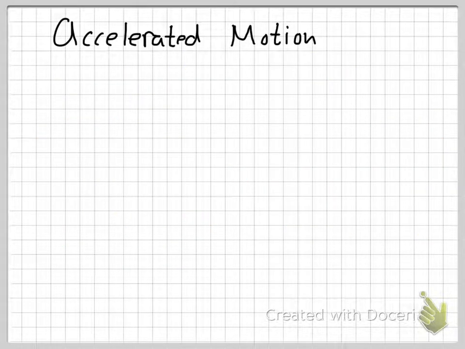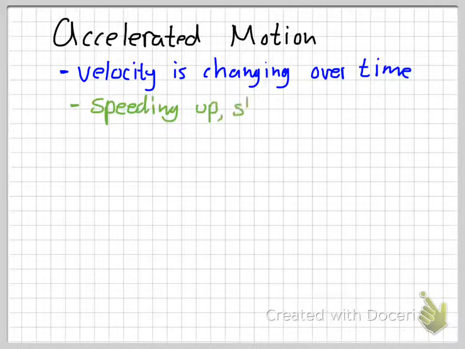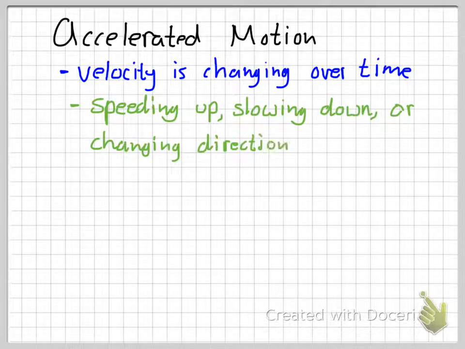The next thing we discussed is accelerated motion. Accelerated motion means that the velocity is changing over time. There's three ways that you could be having a changing velocity: either speeding up, slowing down, or changing direction. Remember, that was part of our circular motion unit.